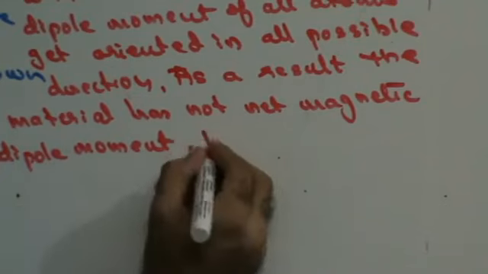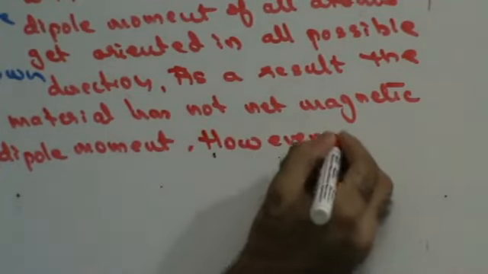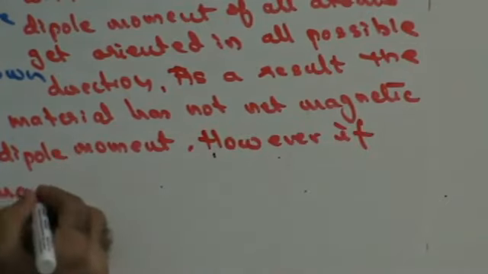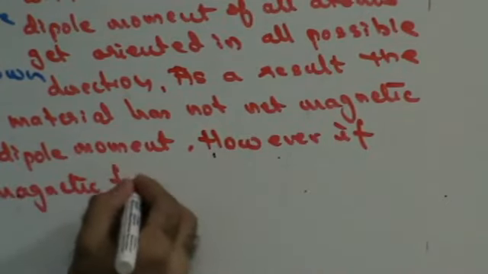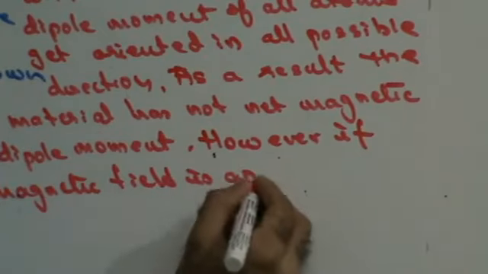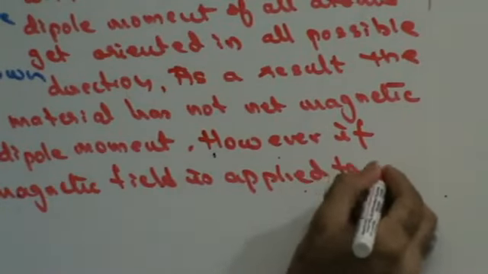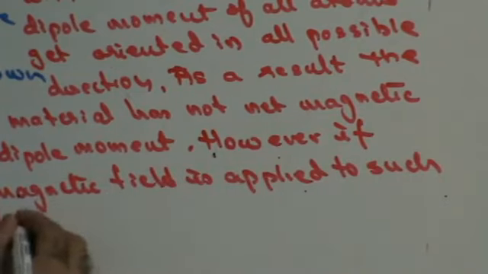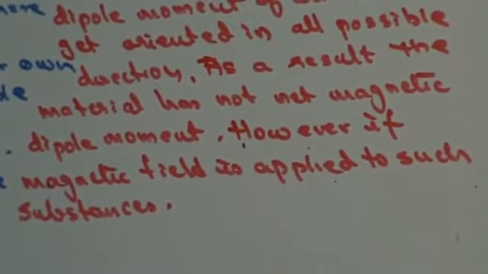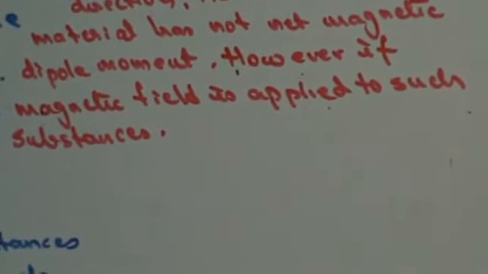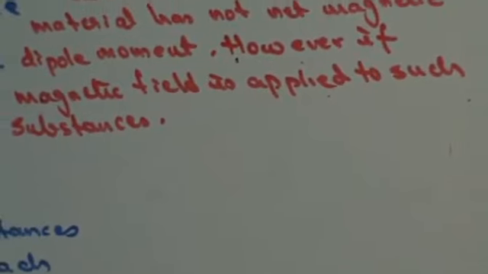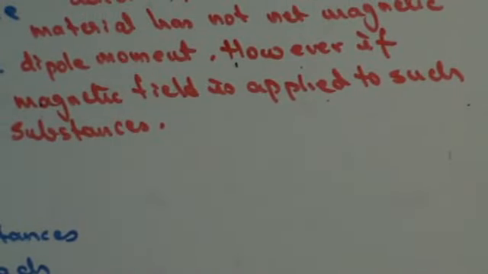However, if a magnetic field is applied to such substances, now what happens in the presence of an external magnetic field? If a magnetic field is applied to such substances, the magnetic dipole moment of the atomic magnets, all of them, will get aligned in one direction.